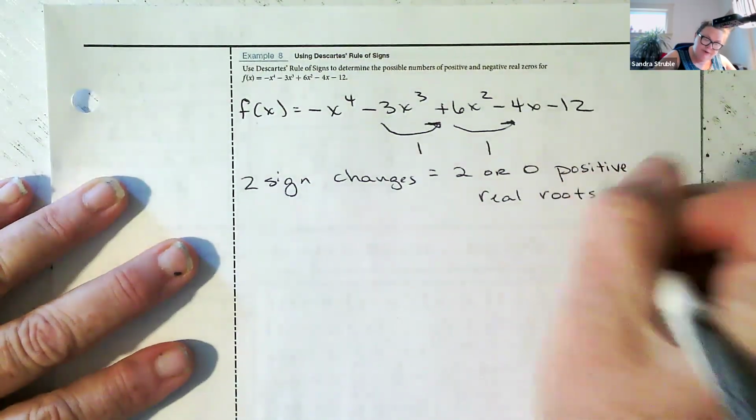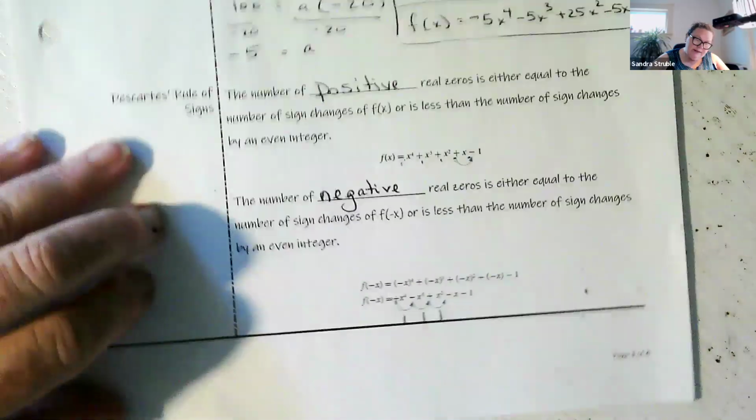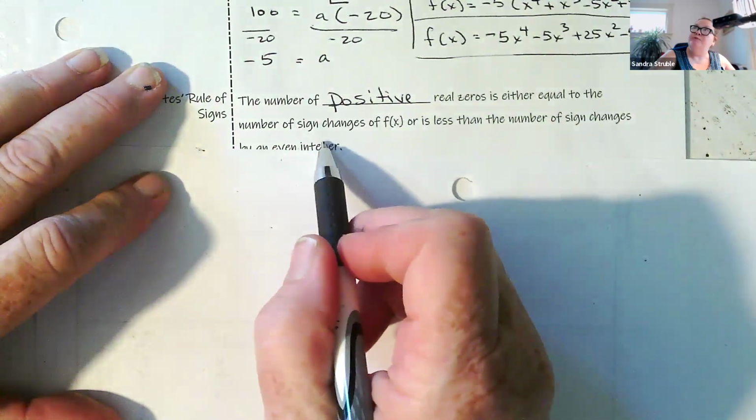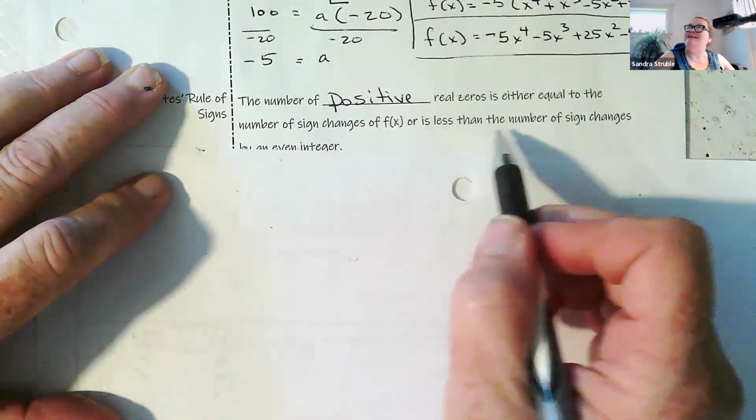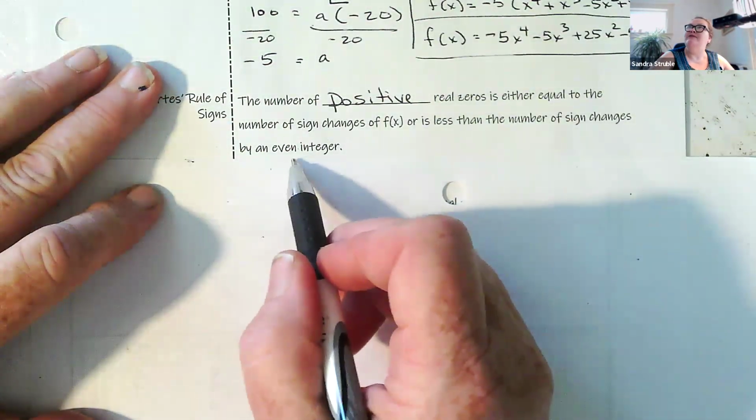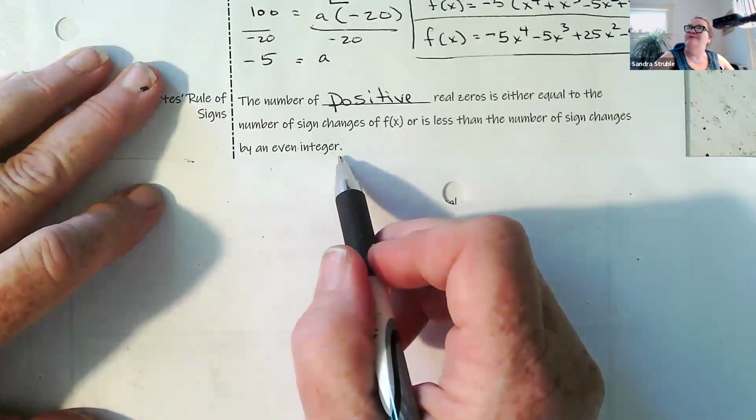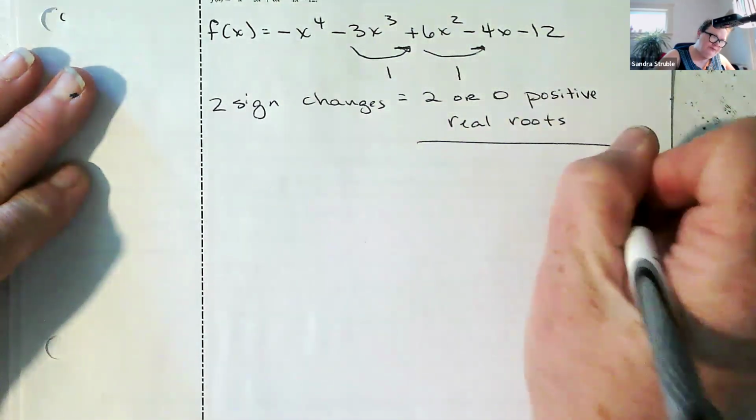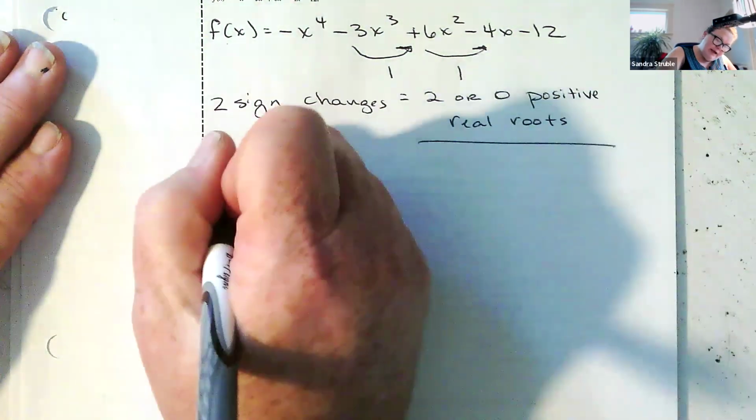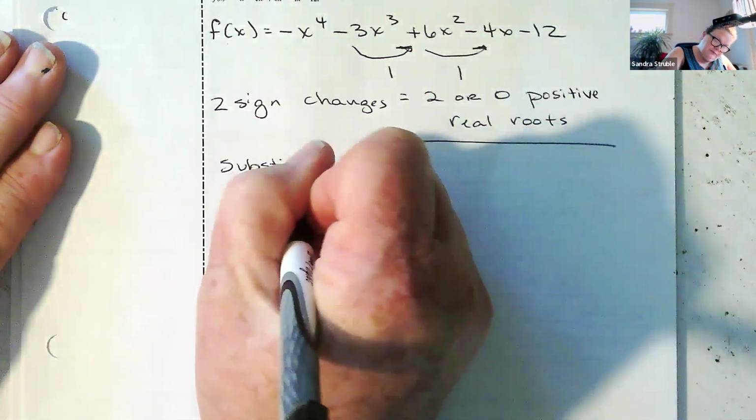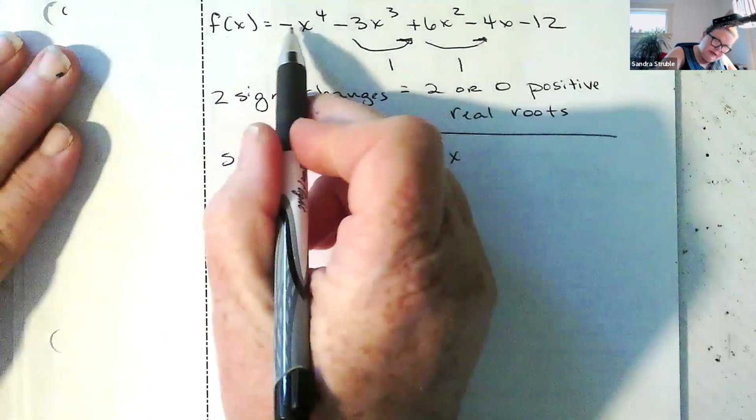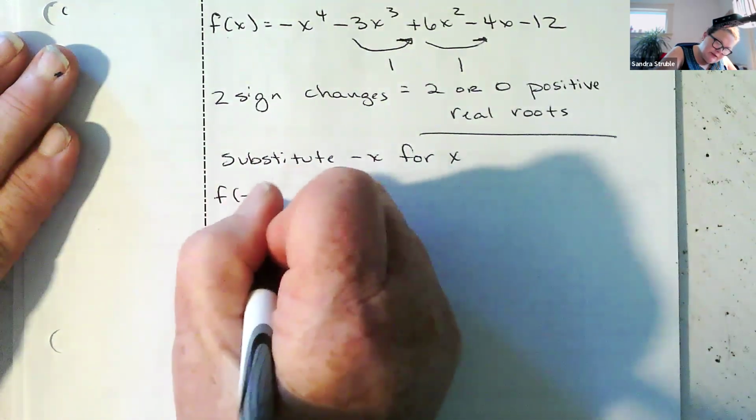Now, where did I get that 0? Back here, it says equal to the number of sign changes, which would be 2, or is less than the number of sign changes by an even integer. Well, 2 minus 2 is 0. So that's the answer for our positive. Let's substitute negative x for x. I'm going to take all of these, f, and make it f of negative x.